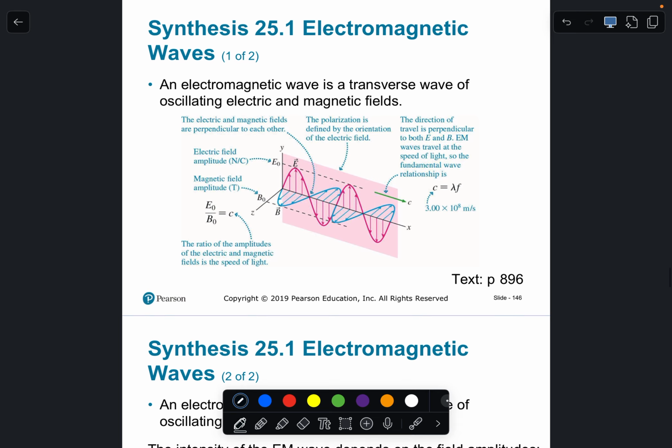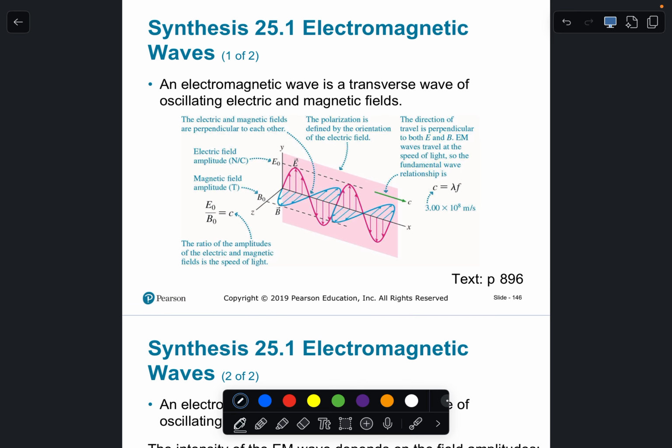So in summary, this is a summary of the wave-like properties of an electromagnetic wave. The E field and B field are perpendicular to the velocity direction. The amplitudes are related by c. And the intensity is given by power over area.